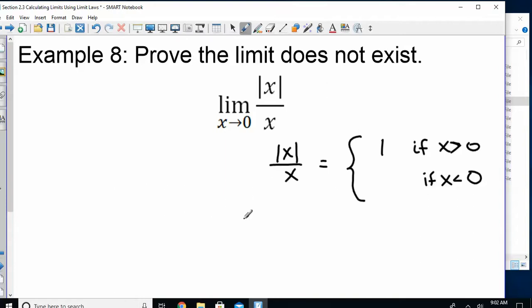If x is less than 0, the absolute value would make it positive. So that's like the absolute value of a negative would give you the opposite of x. When you divide by x, what do you get? Negative 1.